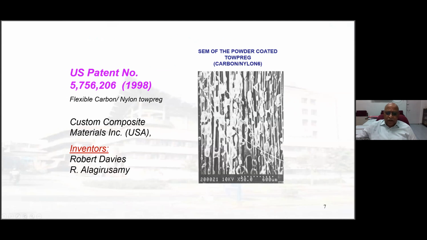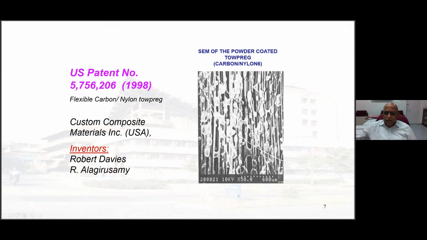Well, the starting point for my work was this particular US patent, which Robert Davis and I obtained when I was working with Custom Composite Materials in the USA. From this you can very clearly see the powder particles, and these are the carbon fibers. Most of the particles before melting were almost comparable to the size of the carbon fiber itself. After powder coating and then partially fusing, you can see it still retains its flexibility. So it was very easy to weave this material also. Okay, so this is one of the approaches.